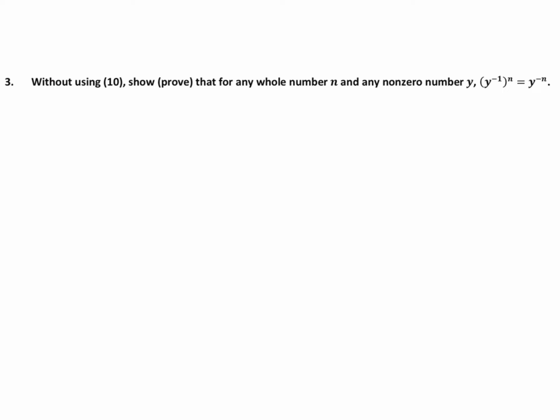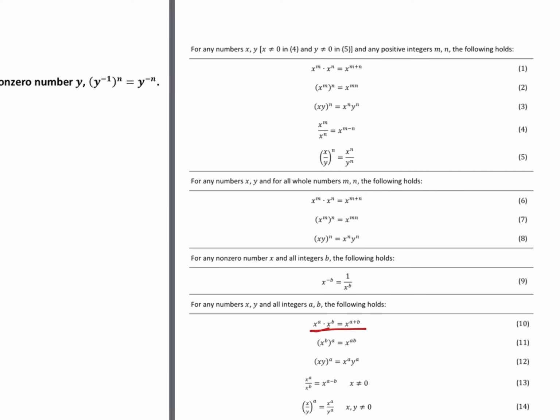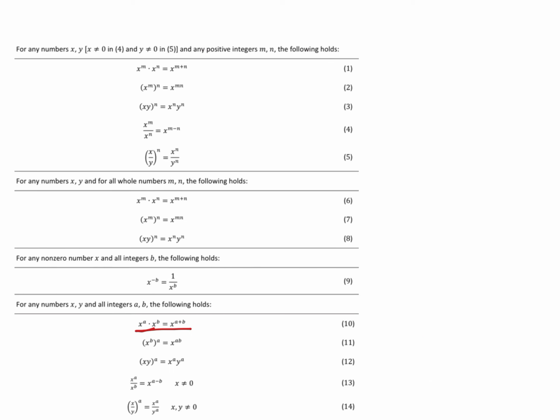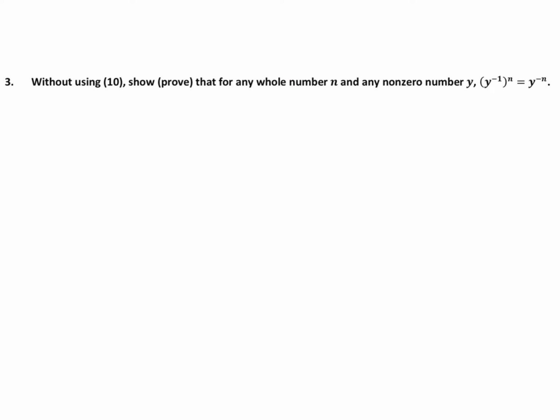So for these, we can't use that rule. But I think it might be wise to try and avoid 11 as well. 11 says that if you have a power to a power, you multiply them. In my opinion, it's going to be best to try and use 9, where you have a negative exponent, and when you move it to the bottom, it becomes a positive.